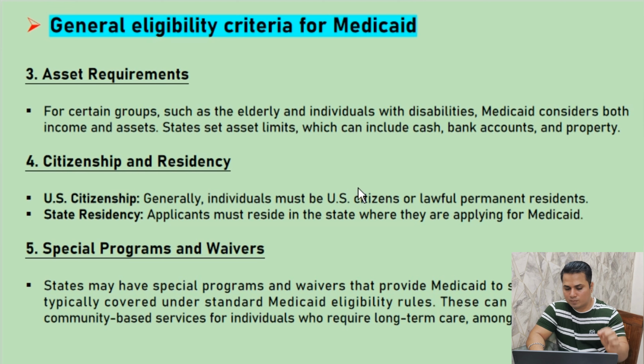Number five, special programs and waivers. States may have special programs and waivers that provide Medicaid to specific groups not typically covered under standard Medicaid eligibility rules. These can include home and community based services for individuals who require long term care, among other programs.